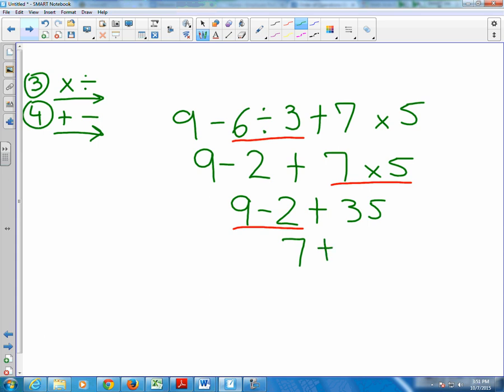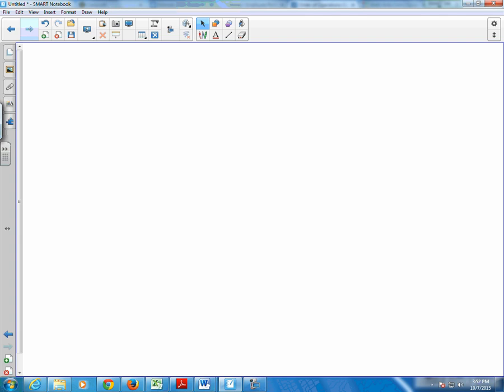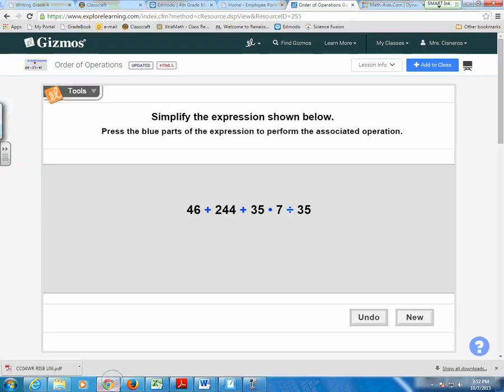And then don't forget to write the other numbers. With only one operation to go, it's pretty easy to decide. And 7 plus 35 is 42. I hope that you understand. And if you don't, kind of go back into the video, rewind. There is a gizmo that is a good example, and I have it right here.